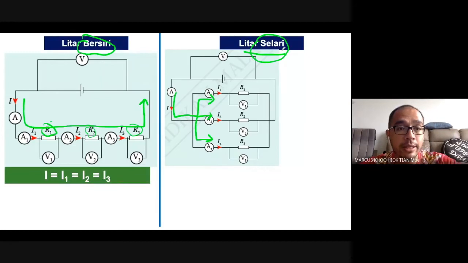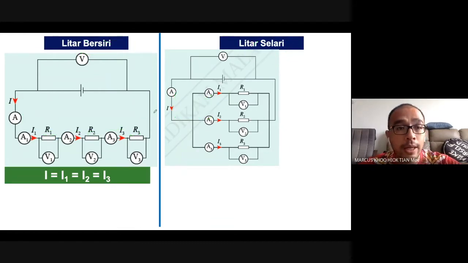Now in the series circuit, since they are all in the same current flow, the current that flows through R1 is the same as the current that flows through R2 and is the same current that flows through R3, which is the same value as the main current. Because dia dalam satu laluan. So the current flow is the same. Walaupun dia punya resistance mungkin berubah, tapi the current flow is the same.